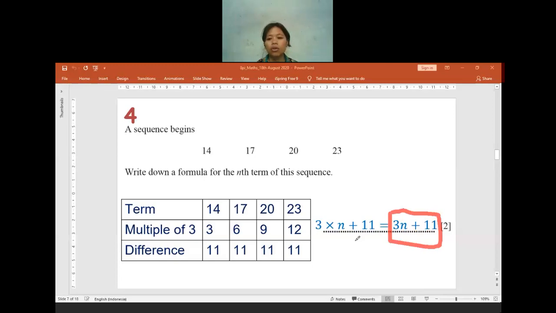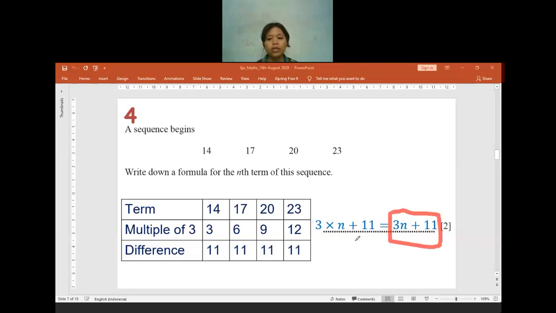Okay, it's okay. If you want, let me know which one is your query. I will not move to the next question until I check the chat box. No one? Yes, if you wrote it as 3 times n plus 11, that is the same thing, so it's correct. N times 3 plus 11 is also correct. If you simplify it, it becomes 3n plus 11, correct.